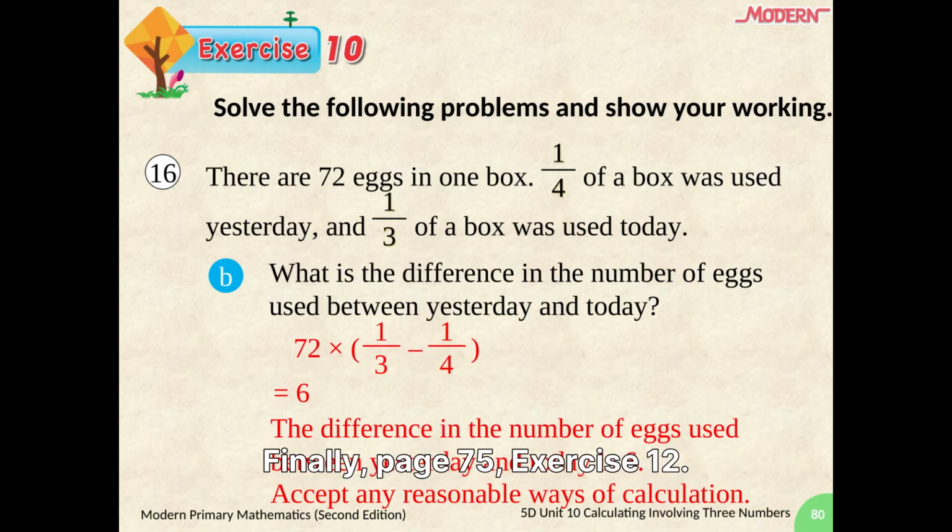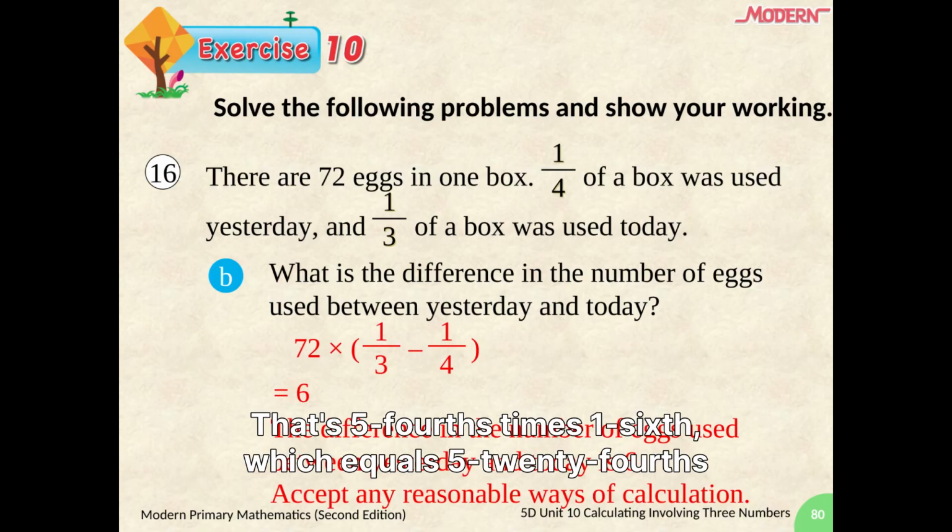Finally, page 75, exercise 12. 6 identical bags of nuts weigh 1 1/4 kilograms altogether. How much do 7 bags weigh? This is a unitary method problem. First, find the weight of one bag, 1 1/4 divided by 6.